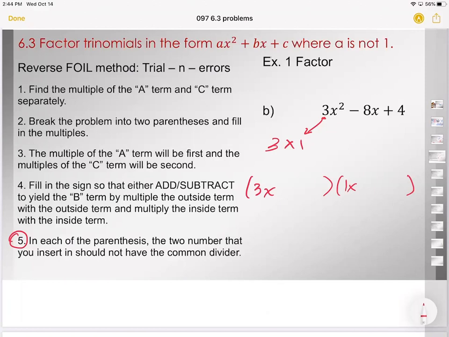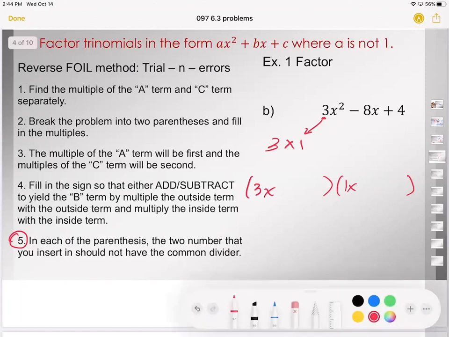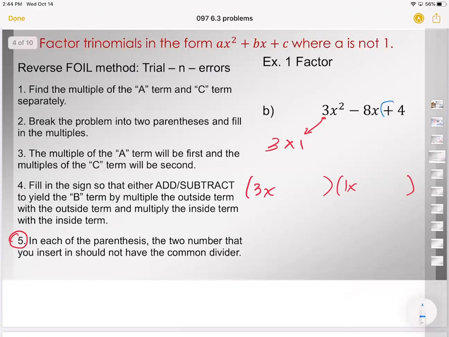Now, what is the multiple of 4? Well, the multiple of 4 is 4 times 1 and 2 times 2, right? So 4 times 1, right? Let me put it in. Let me put a 4 here and the 1 here. That's what your trial and error is.